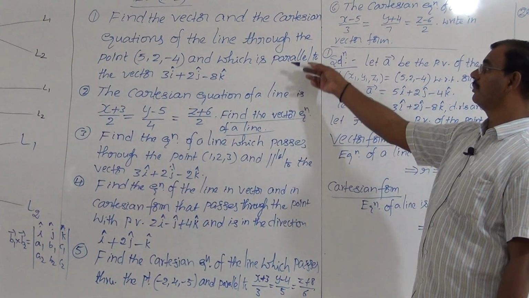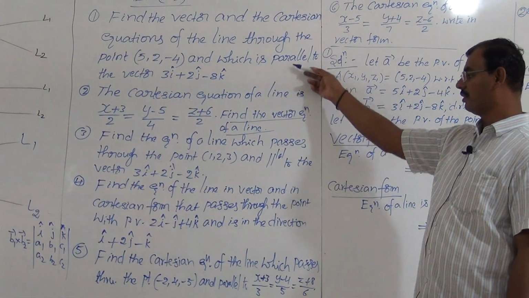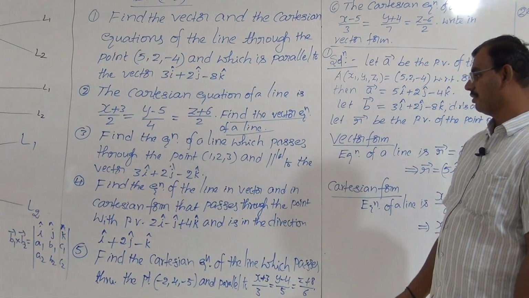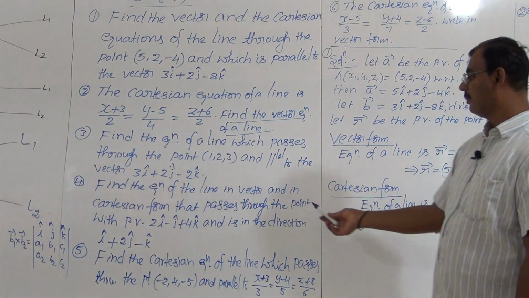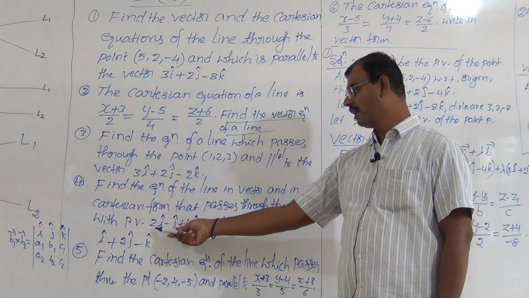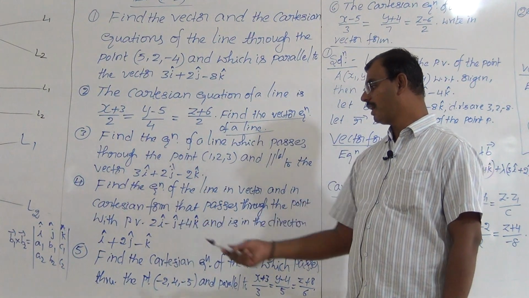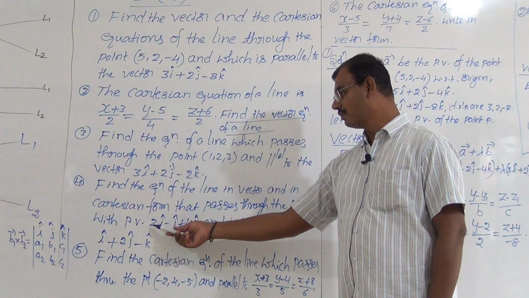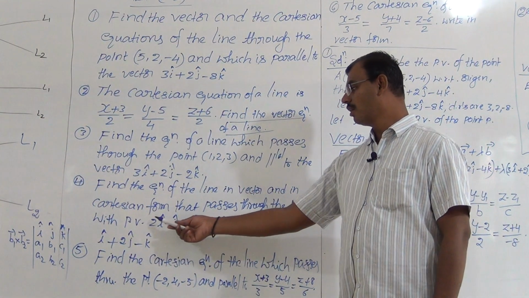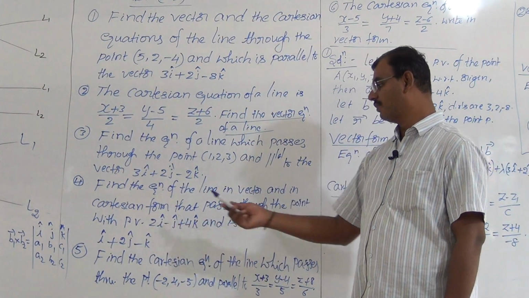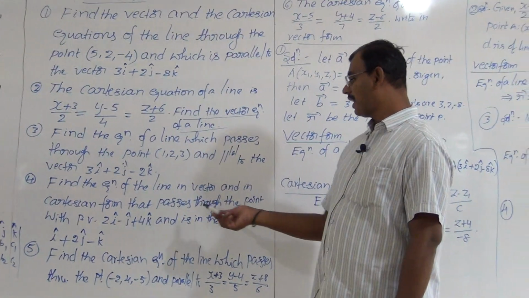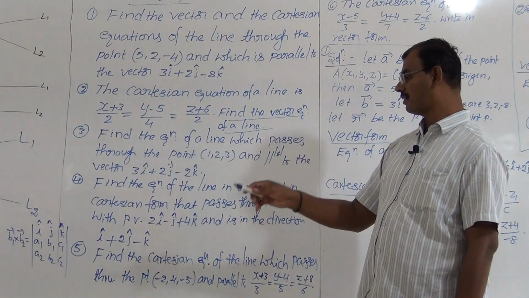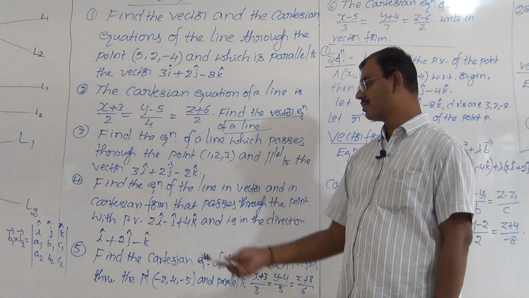So this is nothing but the first question model. Similarly we can solve that. Can you solve this one? What is the point here? The point is 2i minus j plus 4k. So what is the a value? What is the x1, y1, z1? Coefficients 2, minus 1, 4 given. And direction meaning what? A parallel vector is given: i plus 2j minus k.